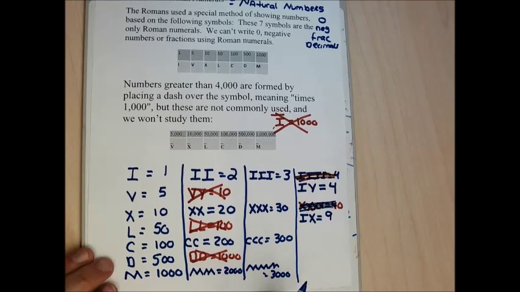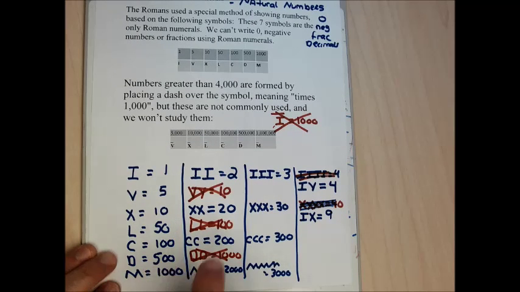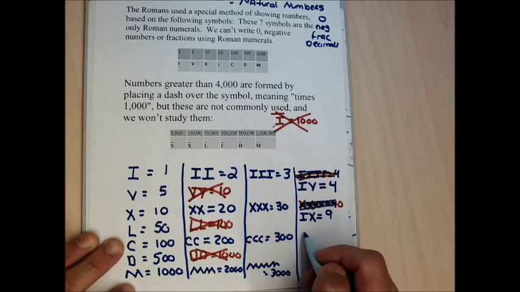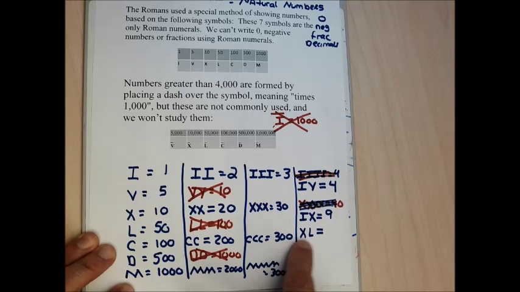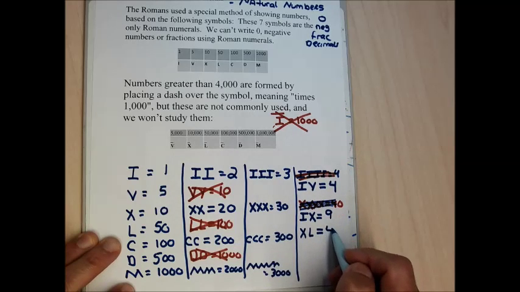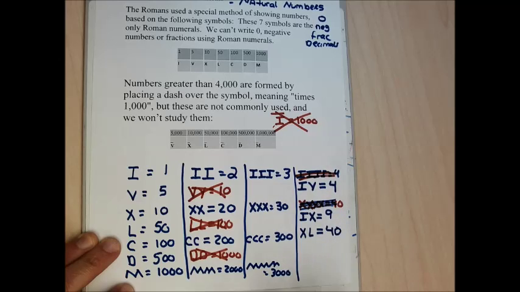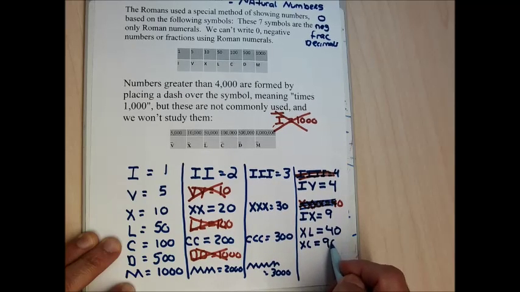Another symbol that we're going to need when we get into this section is an X preceding an L. X is equal to 10, L is equal to 50. I have a smaller value 10 preceding a larger value 50. I'm going to subtract 50 minus 10. This is the Roman numeral that represents 40. If I put an X to the left of a C, this is a smaller number 10 to the left of a larger number 100. This means 100 minus 10, which is 90.